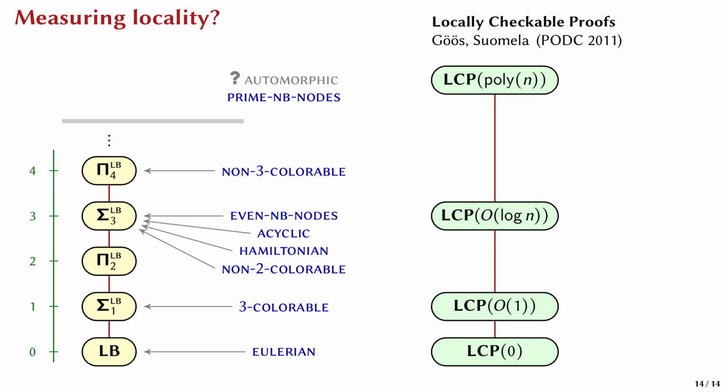In fact, instead of imposing local bounds, this hierarchy measures how large Eve's certificates must be to verify a given property. And the certificate size is measured with respect to n, the total number of nodes in the graph. Now, why am I talking about this hierarchy in particular? Well, that's because Feuilloley suggested that this may also be a measure of locality.